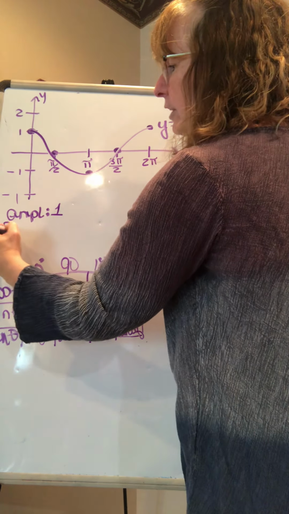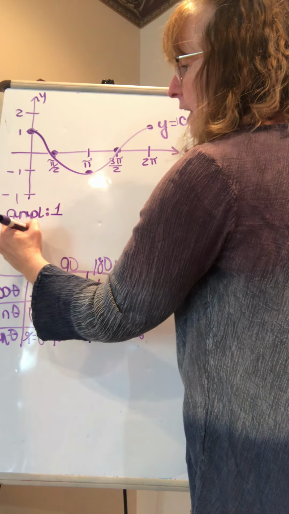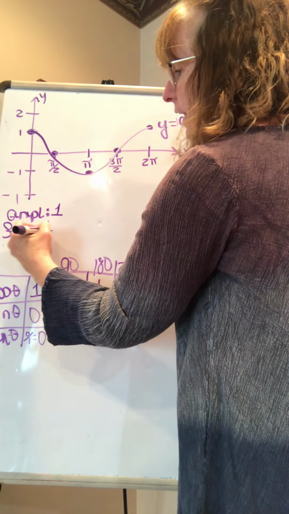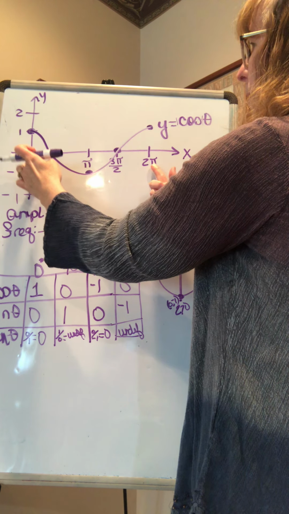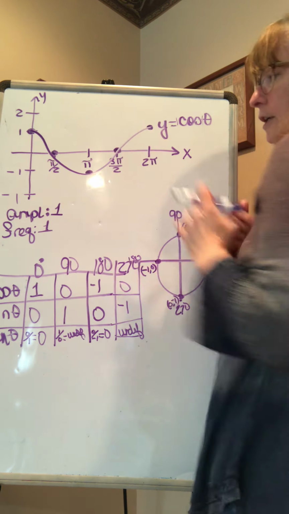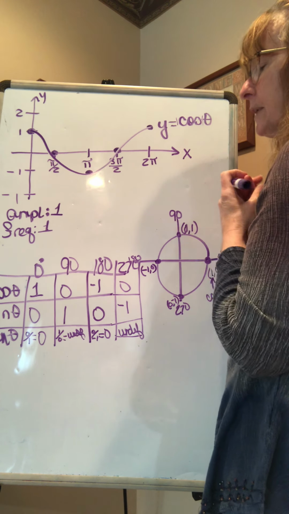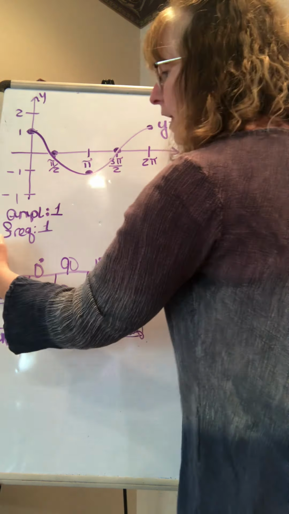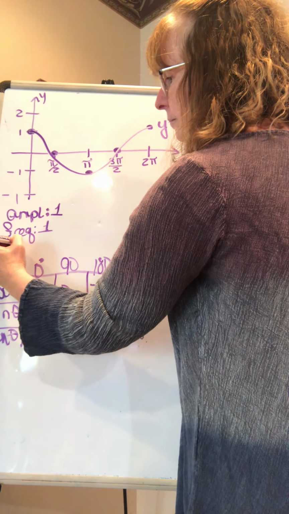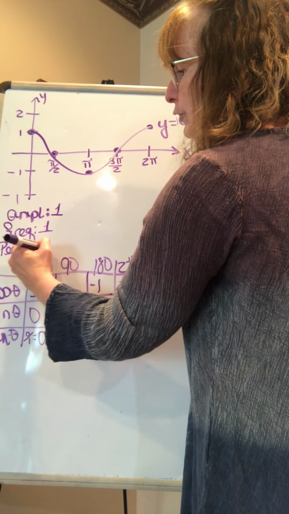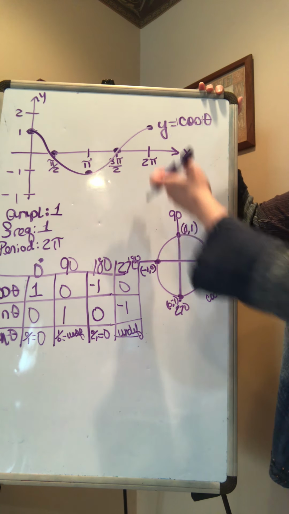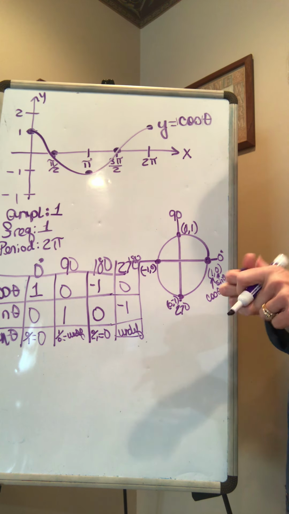My frequency in front of here is 1 whole. So between 0 and 2 pi, I have 1 full cosine curve. And the period: how long did it take to make 1 full cosine curve? The period was 2 pi. So here, following the unit circle, there's my cosine curve.